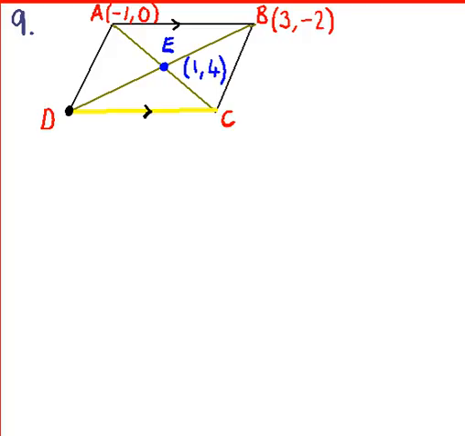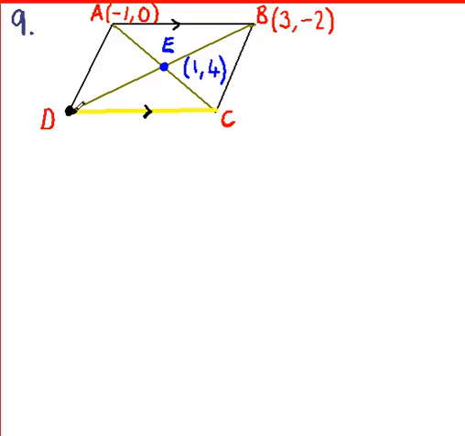This is question number 9. We're told that ABCD is a parallelogram whose diagonals intersect at the point E. We're told that if A, B, and E are the points (-1, 0), (3, -2), and (1, 4), then find the equation of the line DC.